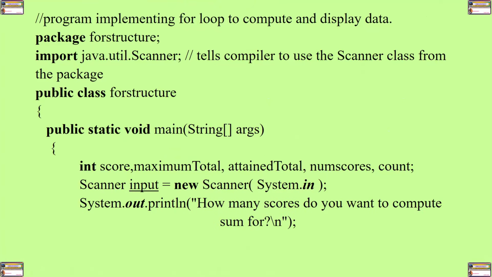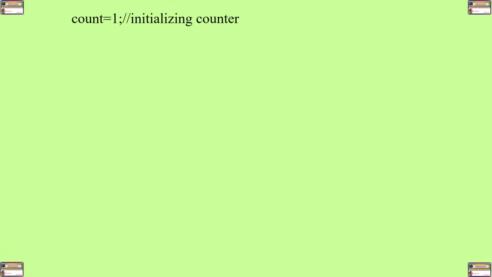Then you prompt the user to specify the number of scores that he or she wants to compute the sum for. Then, using the function called nextInt through the object called input, the value received is stored in the memory location called num scores. Then we initialize attempt total to 0.